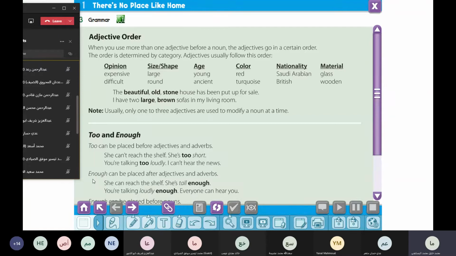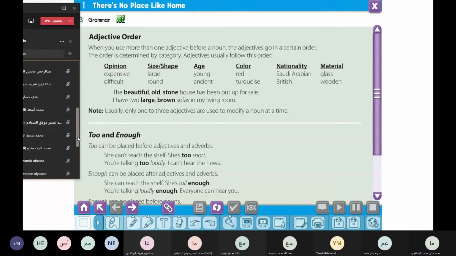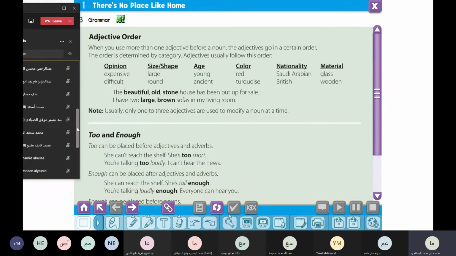Now we have the second word, which is enough. Again, enough means sufficient, which gives us a positive meaning. Enough can be placed after adjectives and adverbs. Who can read the example? Who can read the examples?